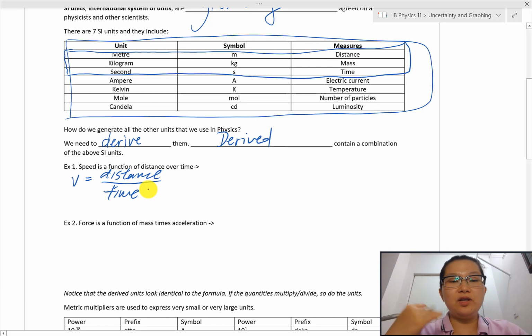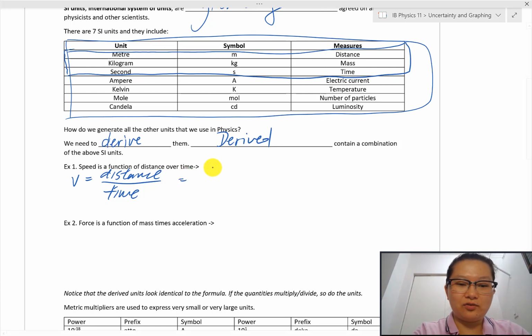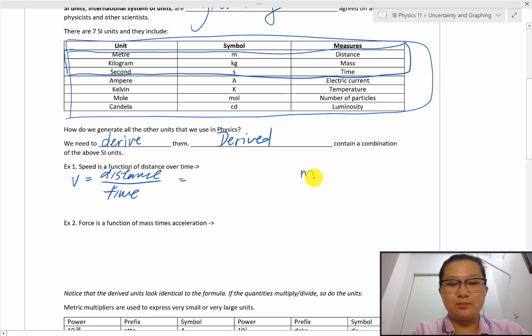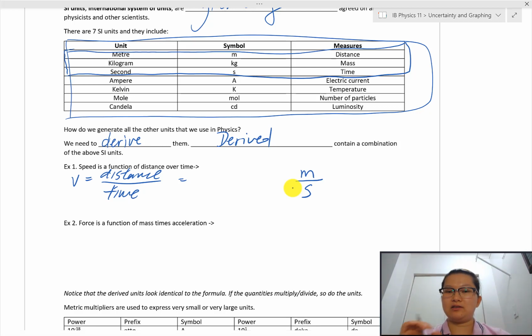So then my units for speed in that case would be, since I have distance on top, what measures distance? If you're thinking meters, good for you. So that would give us m for meters on the top, divided by time. What do you think measures time? You're thinking seconds? Good for you. Absolutely. So that's the units we use for speed. Therefore, it's a derived unit. It combines fundamental units together.